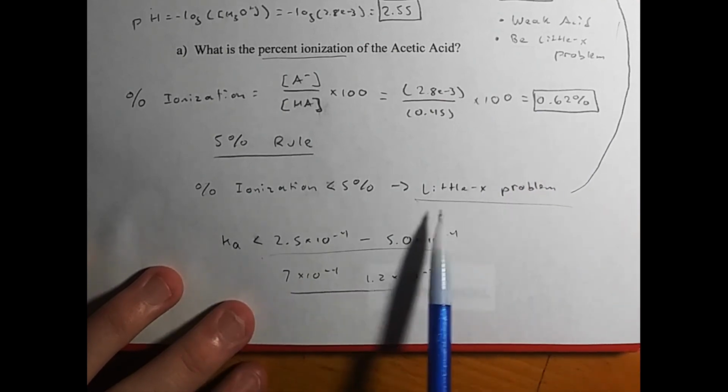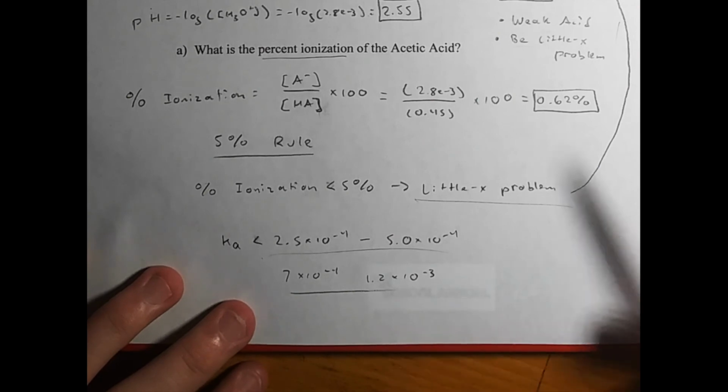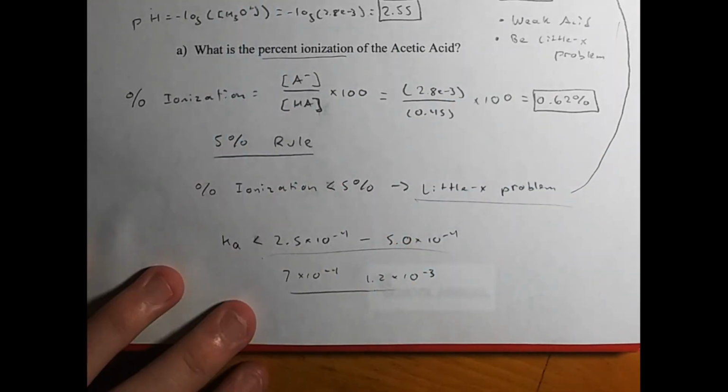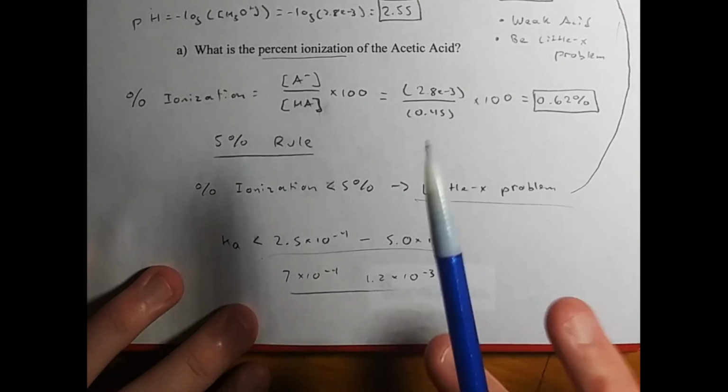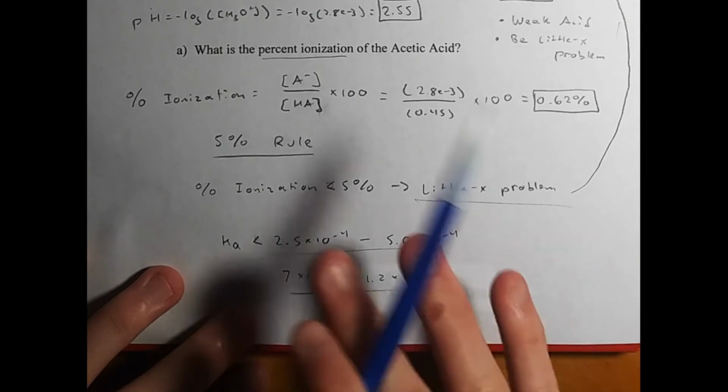The 5% rule is that if the percent ionization is less than 5%, you can assume the ionization is negligible. You can treat it as a little x problem and use this equation. And that generally is associated with Kas that are less than about 5 times 10 to the negative fourth. If it's more than that, you probably can't use the little x problem.